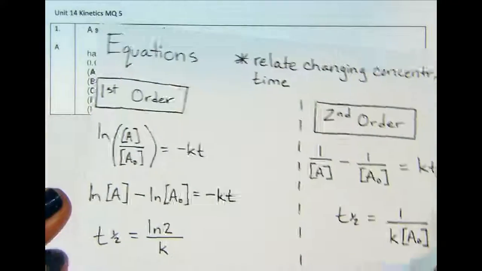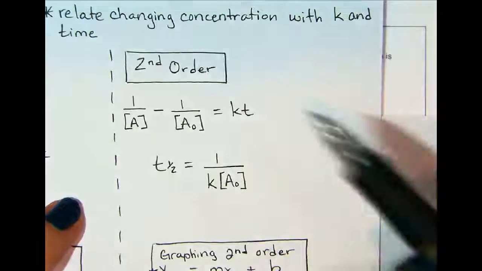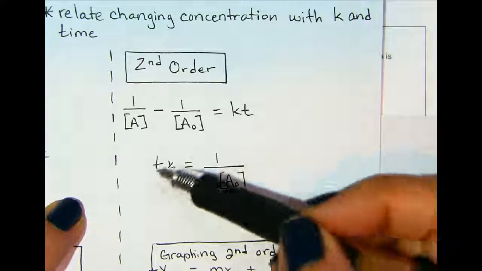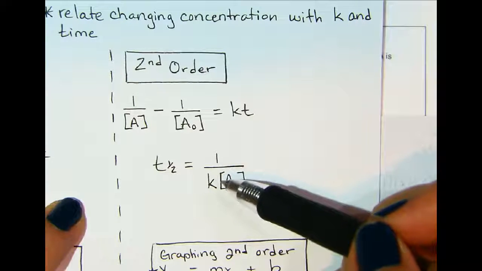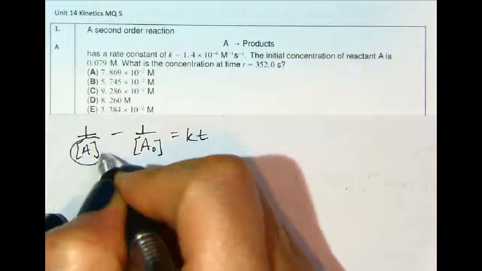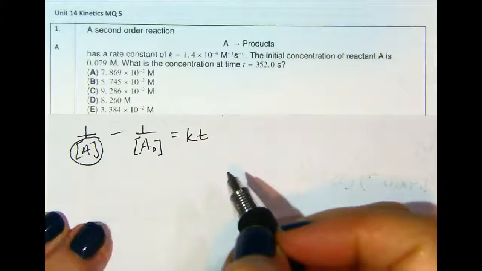So first of all, we notice it's a second order reaction, and so I want to look at my second order equations. It does not mention half-life anywhere in the problem, so I don't need this equation. I only need this one. So what I'm trying to solve for is the concentration of A at time 352 seconds.